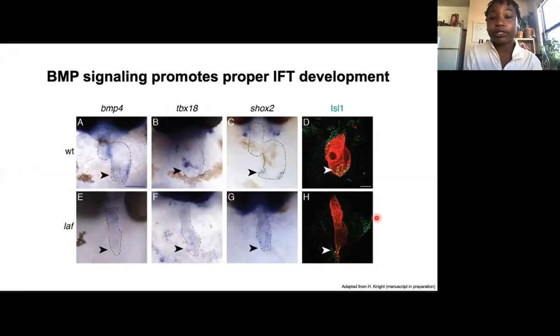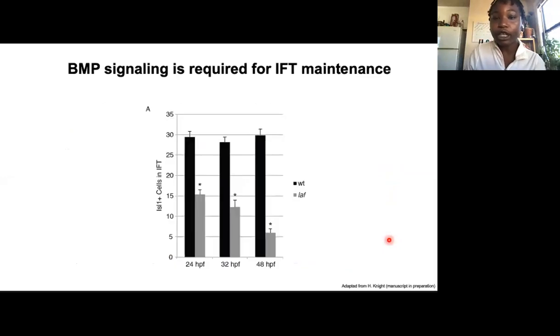So comparing these two hearts imaged at 48 HPF, this data tells us that BMP signaling appears to positively regulate the number of inflow tract cells that are marked here by Islet 1. But just how early is BMP signaling required in order to achieve this proper development of the inflow tract? That question can be answered by some previously generated data, also in the lost-a-fin mutants.